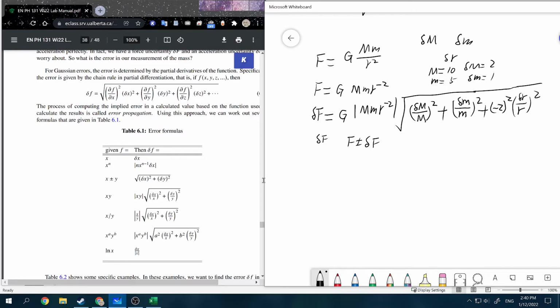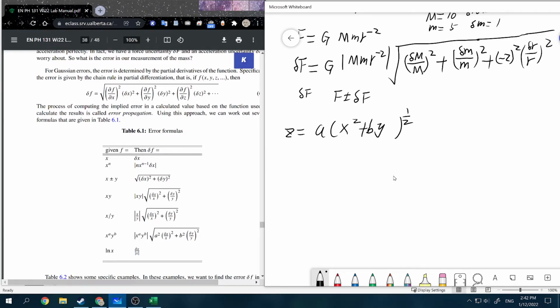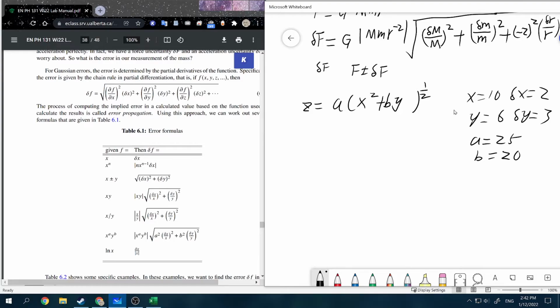Let me give you another example. Okay, this is another example. So we know x equals 10, and area of x equals 2, and y equals 6, area of y equals 3. And a is a constant, equals 25, and b is another constant, equals 20. Then what we're finding is the area of z. It's not an easy question, but let's just do it.